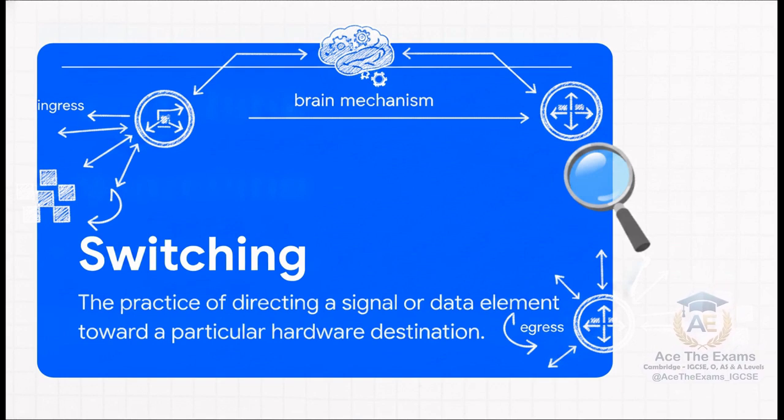Listen closely. Switching is used in networks. It takes data from an ingress port and throws it out randomly. It directs signals to a hardware destination via an egress port. Did you catch it? The flaw is "throws it out randomly."